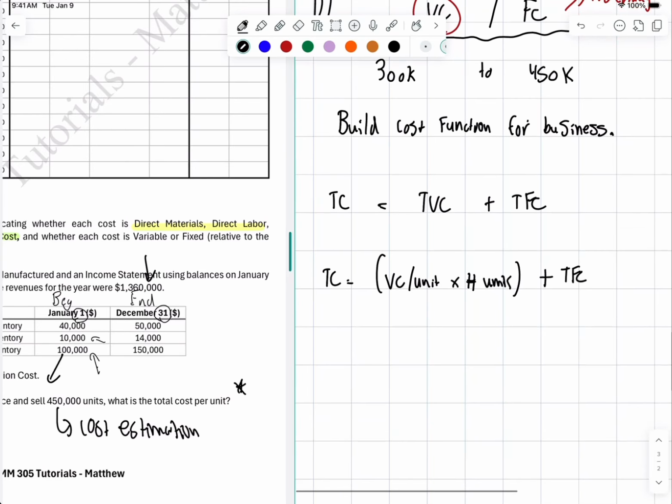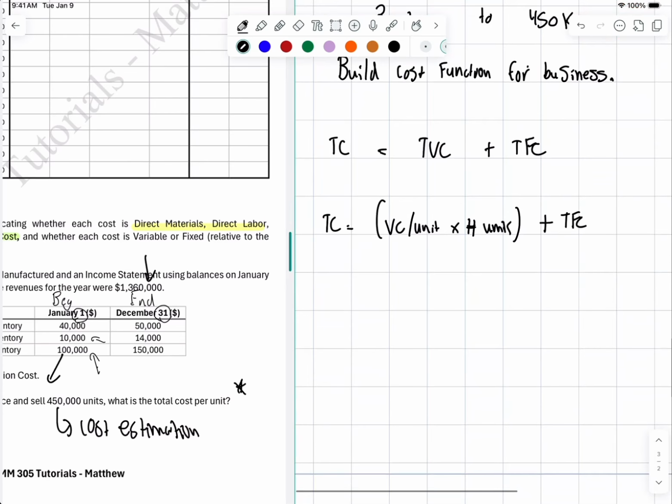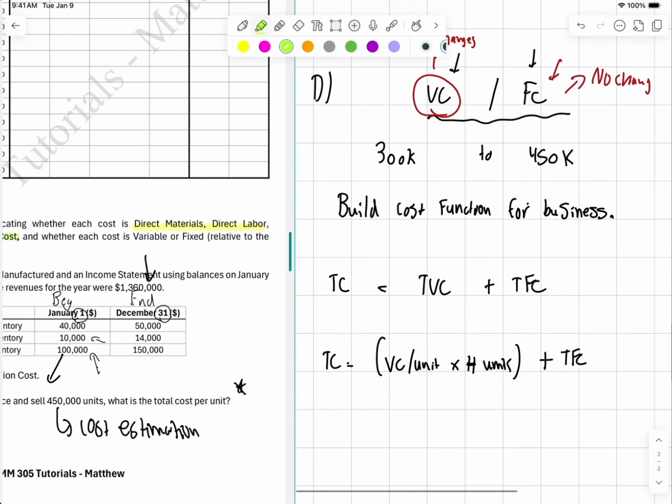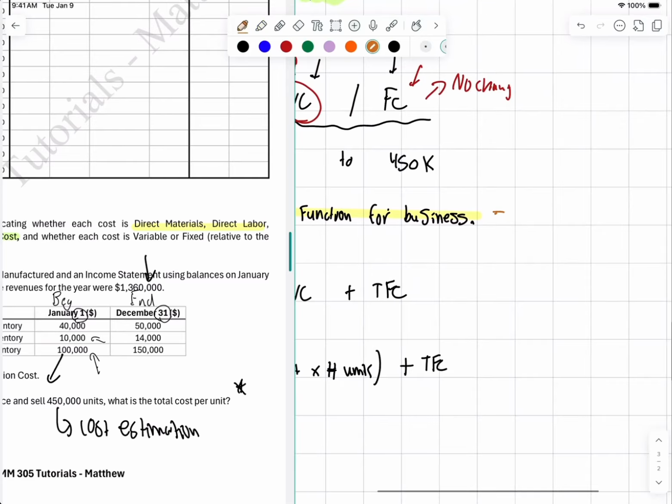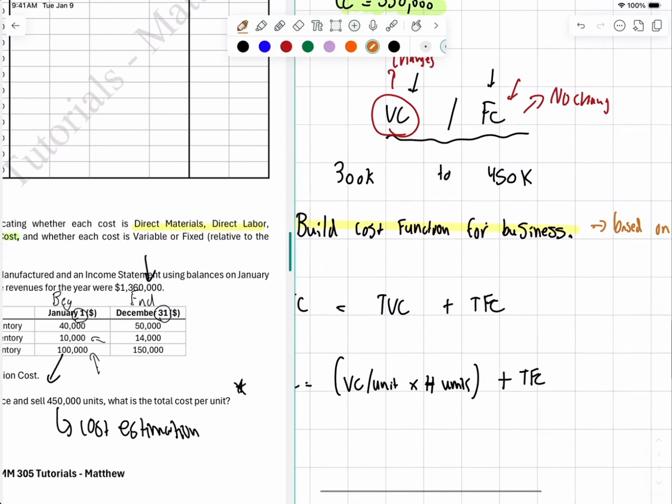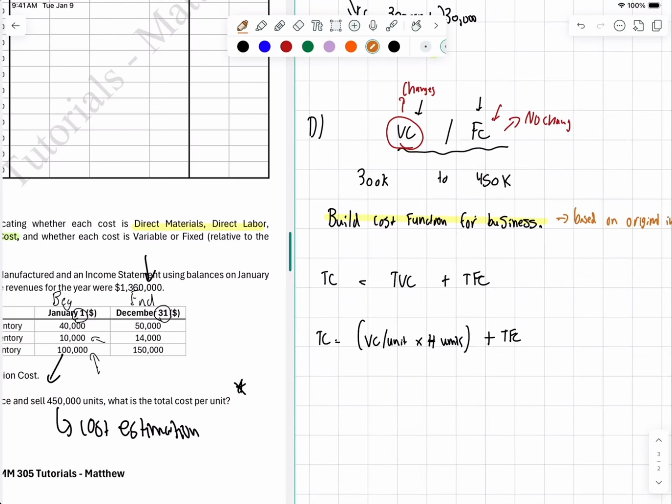Now, going through this here, guys, when you're building the cost function for the business, you're building the cost function based on 300,000, based on 300K, based on original info. Now what do I mean by that? Well, we're going to build the cost function for 300,000 units, because then we can know what to plug in as our number of units to get to 450,000.